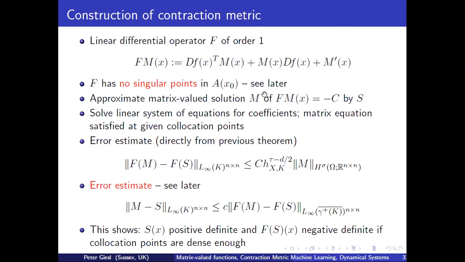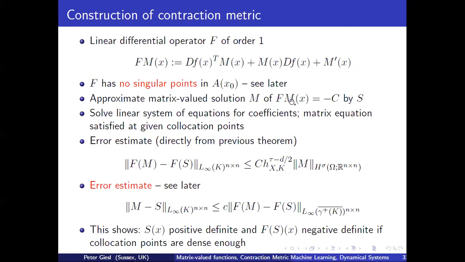F has no singular points actually in the whole basin of attraction. I show this later. As you remember, we need to ensure that the collocation points that we use are no singular points. What we want to do is approximate a matrix valued solution F_M of x equals minus C, with a given matrix C, by an approximation S. I will denote M as the solution of this equation, which we know exists, and S as an approximation.